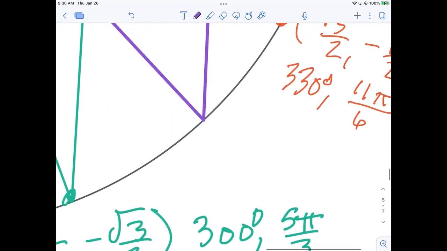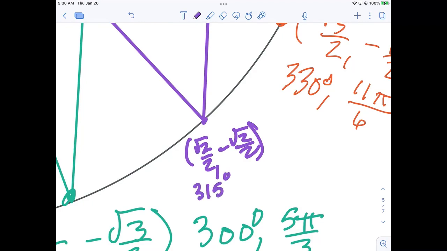Okay, the last one over here. We know the ordered pair is going to be positive square root of 2 halves, negative square root of 2 halves, because we're in quadrant 4. 45 degrees short of 360 is 315. And what is pi fourths short of 2 pi? 7 pi fourths. Good. Because 2 pi is 8 pi fourths now, and 8 pi fourths minus 1 pi fourth is 7 pi fourths.